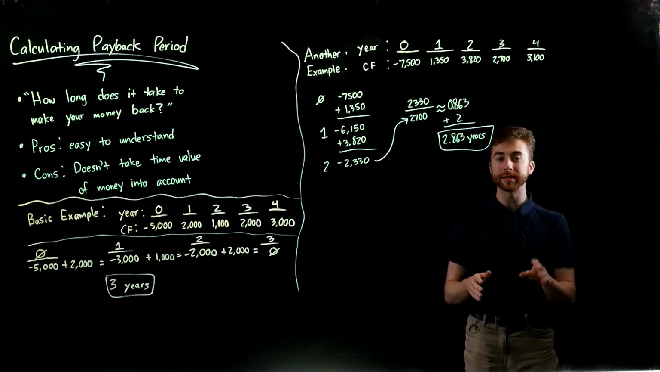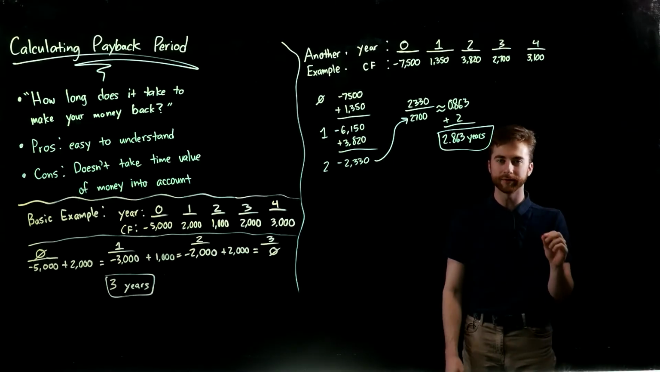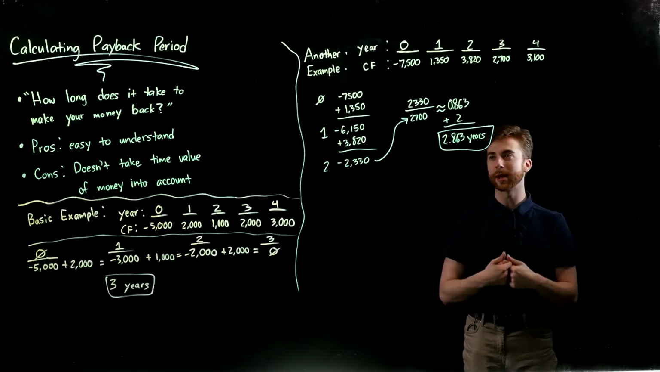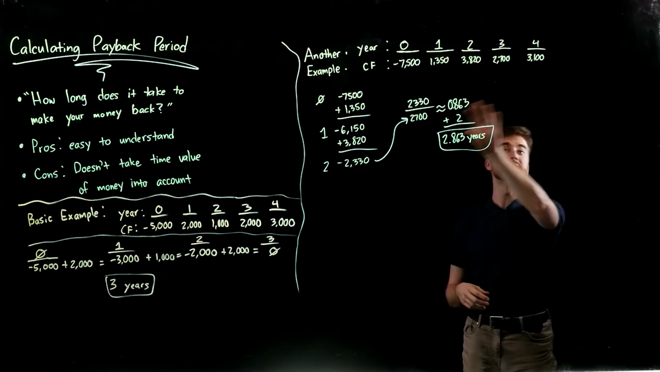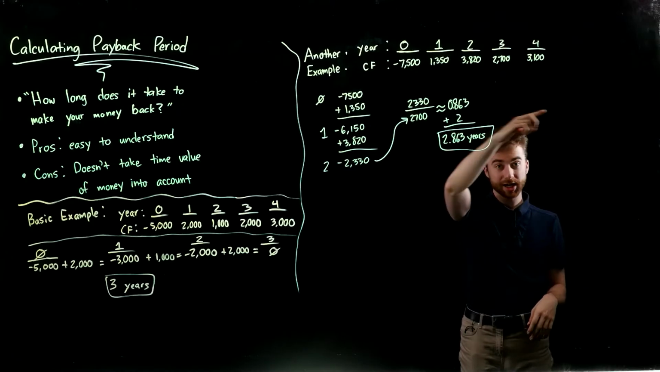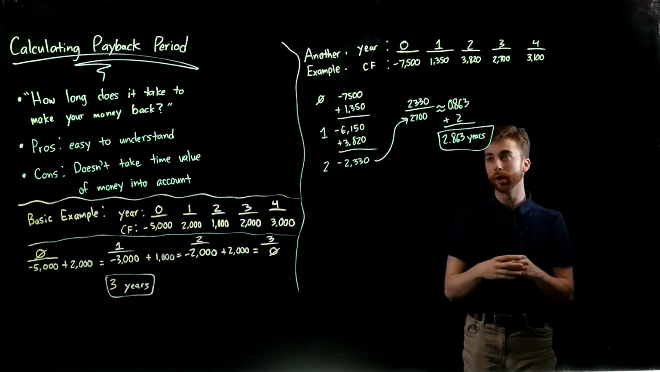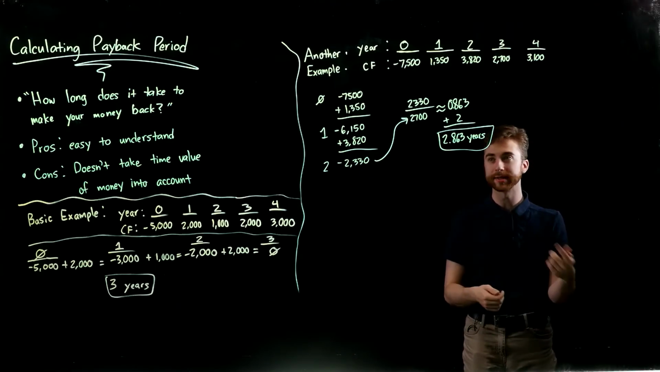So an example you might see a little bit more commonly, where it doesn't perfectly end up being an exact number of years or an exact time period that you make your money back, will be something like this. It's going to be pretty much the same procedure except for one step at the very end. So we have this new information where we have the year 0, 1, 2, 3, 4 and the cash flows associated. So as of right now, at point 0, we're in the hole by $7,500. That's how much we had to pay to start this investment.